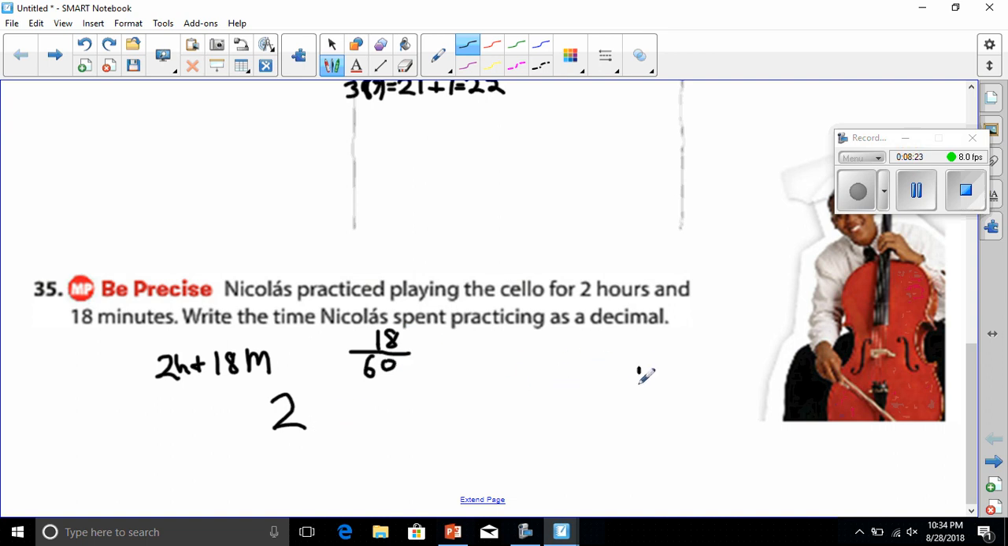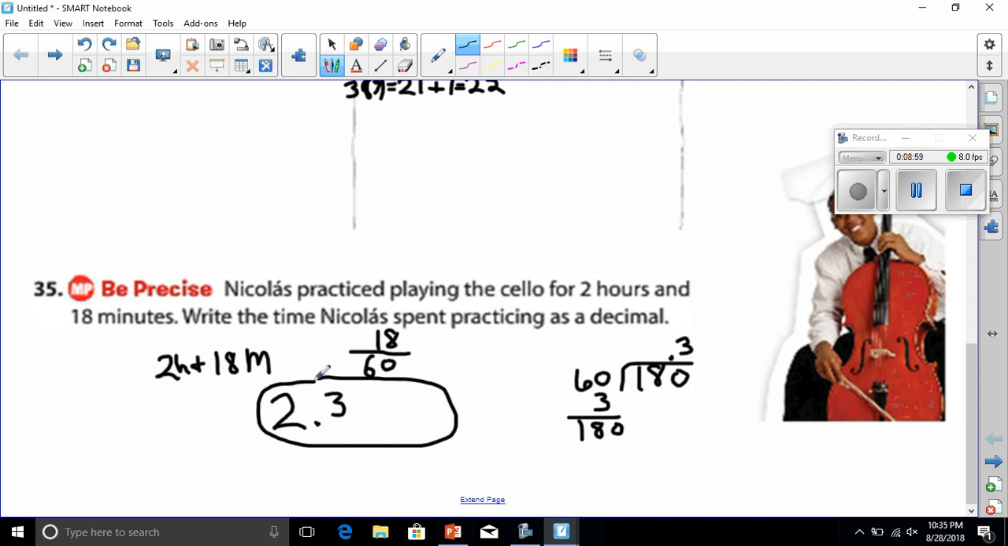Let's go ahead and work this one out. 18, and we're going to divide it by 60. Well, we know we're going to have to add a 0 here, which means we put a decimal here. How many times does 60 go into 180? Well, 6 goes into 18 3 times. So I'm going to try that number. And if I do, I see that that equals 180. So our answer is 0.3. All right, so 2.3 hours, in decimal form, would be our answer.